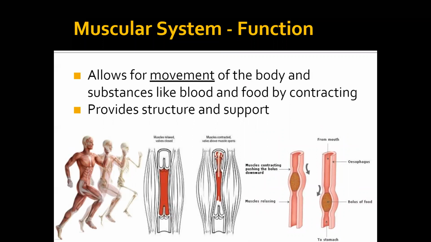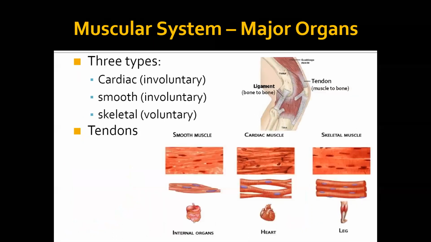Muscular system is going to be next. It's going to allow for movement of the body and for substances like blood and food to move around through contraction of different kinds of muscle. It is going to provide structural support to your body as well.